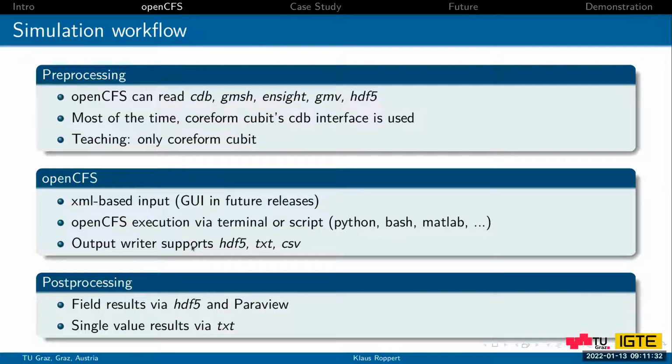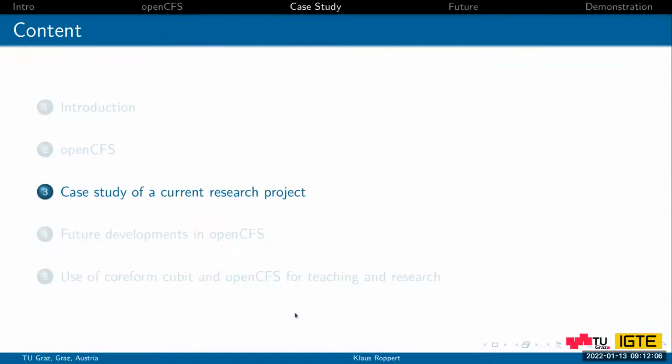Yeah, openCFS, as Matt already said, is a finite element solver. So we need an input, we need a mesh we can work on. So we can read different mesh formats like CDB, Gmsh, NASTRAN, GMV, and our native HDF5 format. But most of the time I'm using Coreform Cubit, especially for teaching purposes, that I will show you in the demonstration example. And the results are exported in H5 format, and we can visualize it later on in ParaView, but we'll also see this in the demonstration.